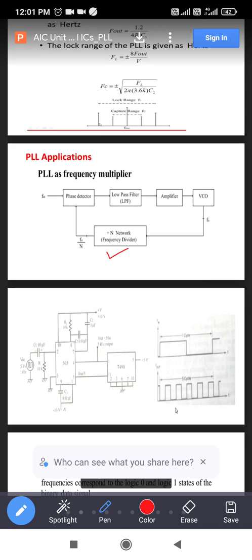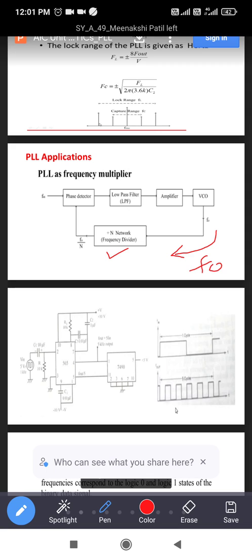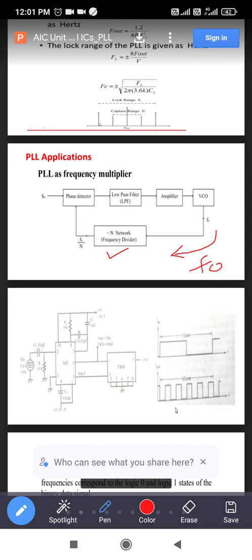Okay, so the output of this VCO is given as F0. So F0 is your output frequency, that is again given to the feedback divider or feedback network, that is known as divided by N network. That is called as what, frequency divider. समजा तुमचा आउटपुट फ्रिक्वेन्सी 10 kHz आहे आणि N चं व्हॅल्यू 10 आहे. Okay, so it will divide the 10 kHz divided by 10 like this. So it will act as a frequency divider.